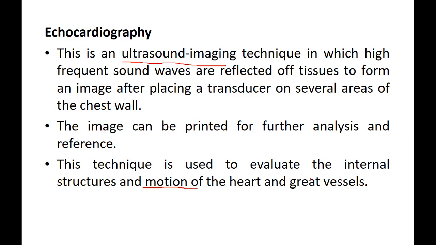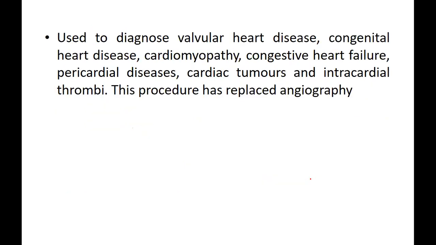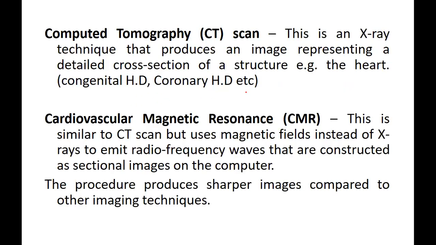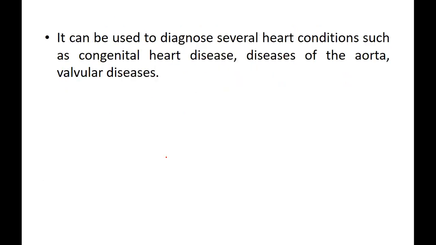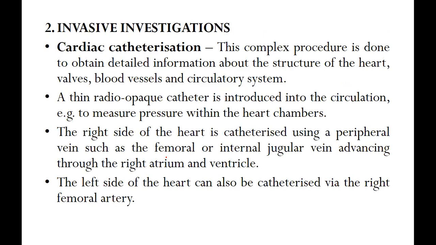If at all there's a myocardial infarction, you can see it. You can see vegetations. For example, in valvular heart diseases, incompetent valves can be seen using this echocardiogram. Congenital heart diseases, cardiomyopathy, congestive heart failure, so many diseases, even cardiac tumors, can be seen on echocardiography. Okay, then we have the CT and MRI. We'll not spend so much time, and you can take some time to read some of these investigations.